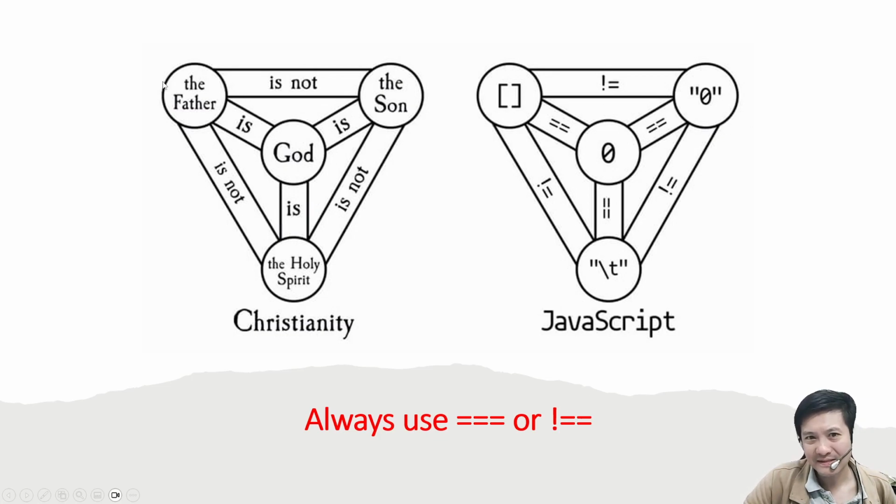You see that this is something like the Christian Trinity: God, the Son, Father, Son of God, Holy Spirit. You don't understand it. And also for JavaScript, you have empty string, 0, the string "0", and so on. You will never know what's happening. Just a simple solution: don't use it. Use triple equal and triple not equal.